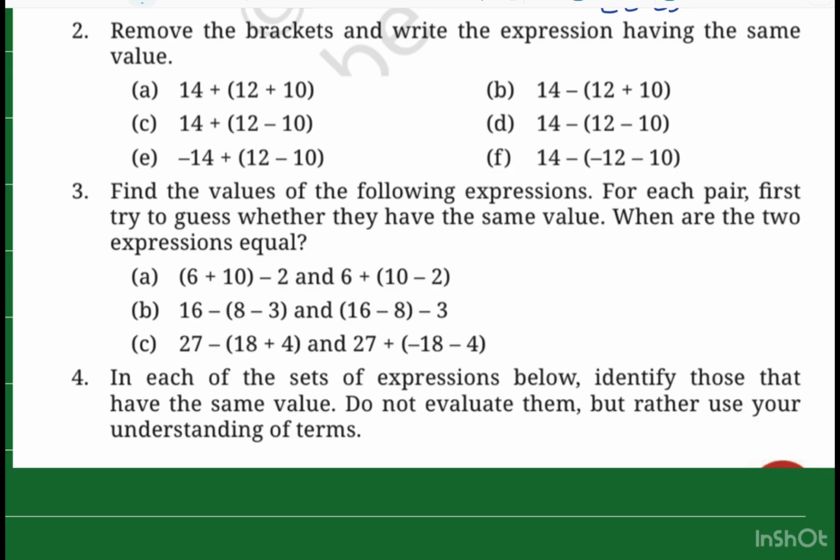Second question, remove the brackets and write the expression having the same value. So we have to remove the brackets. When we remove the bracket, 14 plus, the sign is positive, the sign is plus, so there is no change when we open the bracket.